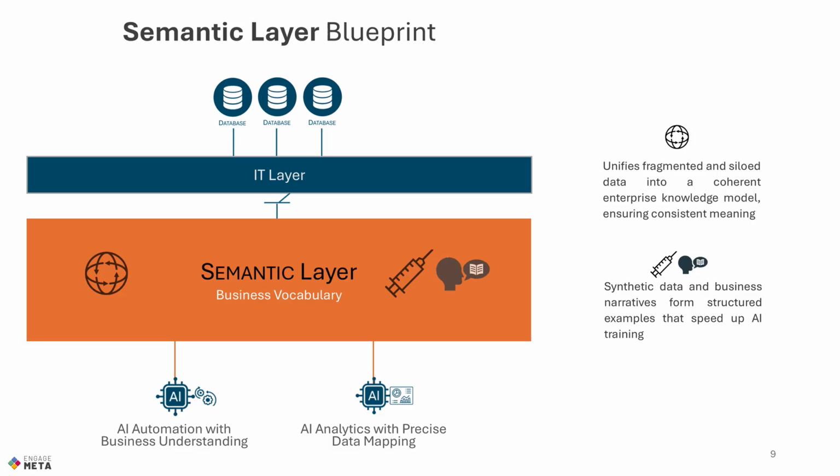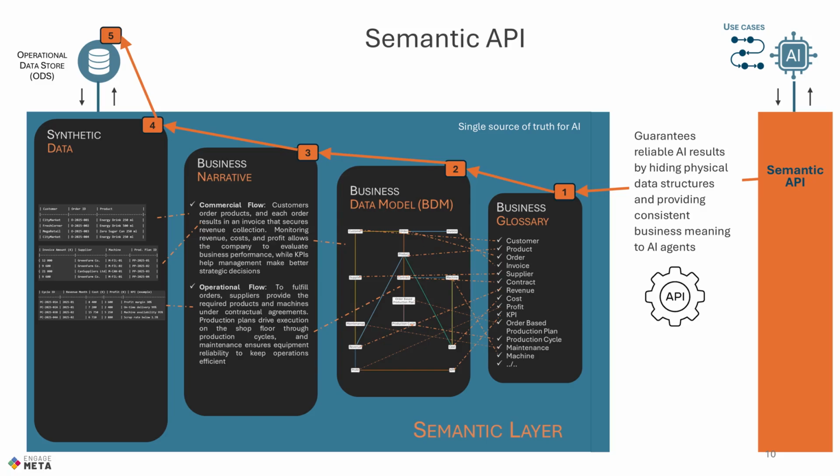The semantic layer unifies fragmented and siloed data into a coherent model. It ensures that analytics and AI always interpret data consistently. The Semantic API exposes business meaning while abstracting physical data structure. This protects AI agents from technical complexity and schema instability.